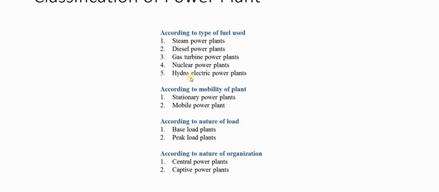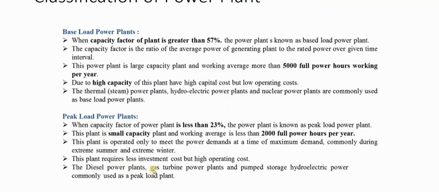Achha, according to the mobility of plants, stationary power plants and mobile power plants, and then according to nature of load, there are base load power plants and peak load power plants. ठीक है, तो base load and peak power plant, there is another definition for base load. There is a formula I will show you. According to the nature of organization, central power plants and captive power plants. Captive means different distributed type power plants.